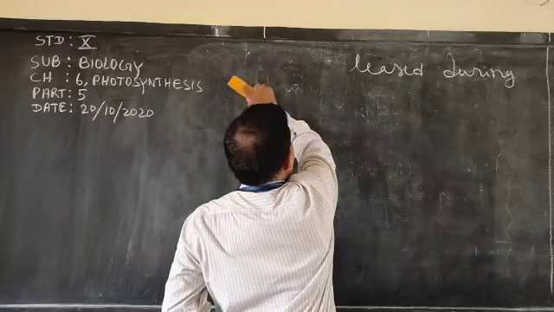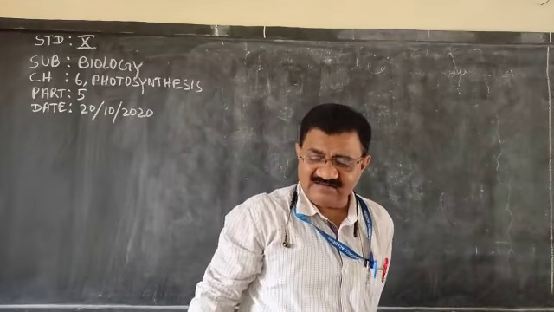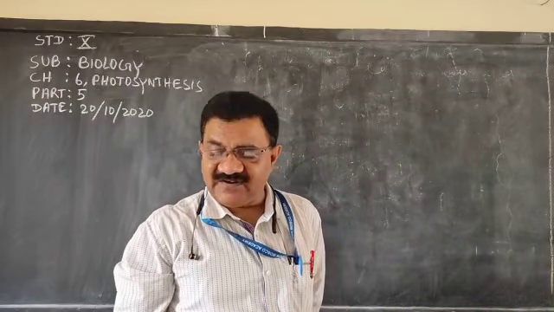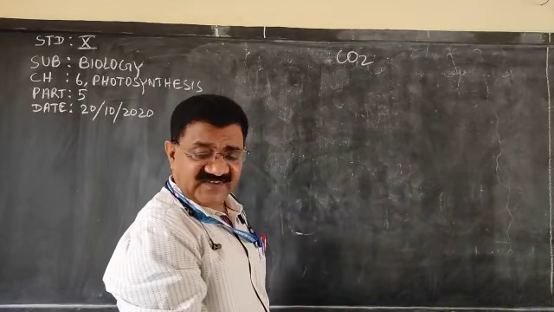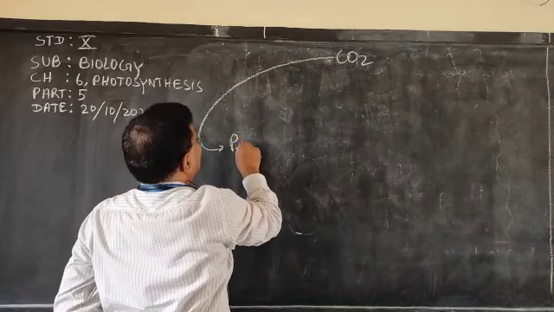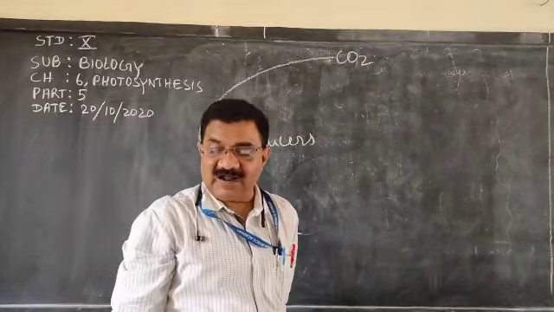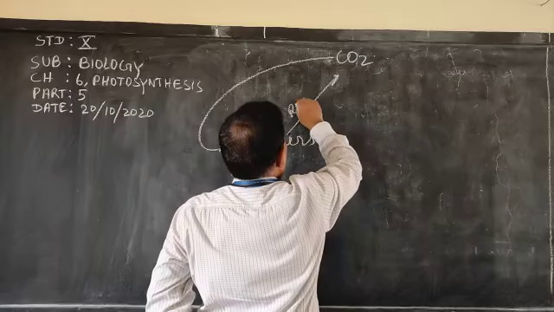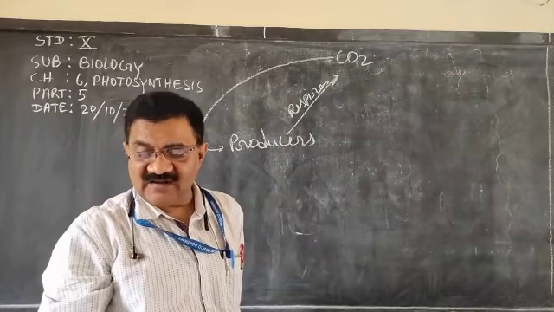Cycle means what? The end point and the starting point is the same, then only it will form a cycle. In the atmosphere, 0.03% carbon dioxide is present. This CO2 in the atmosphere is taken by the producers. Producers are the green plants. And these green plants may respire to give back this carbon dioxide to the atmosphere.